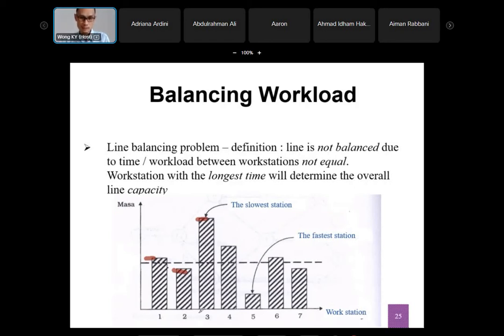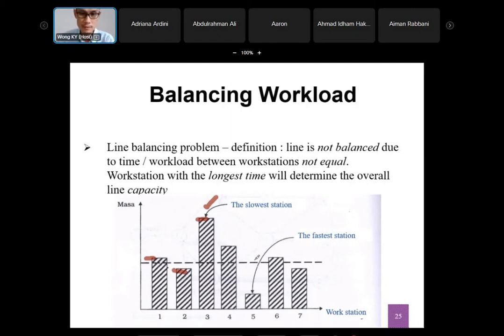So if you look at this bar chart, it's very clear that workstation 3 is the bottleneck workstation. This is the station with the slowest performance or the highest cycle time. And workstation 5 is actually the fastest station that has the smallest cycle time.